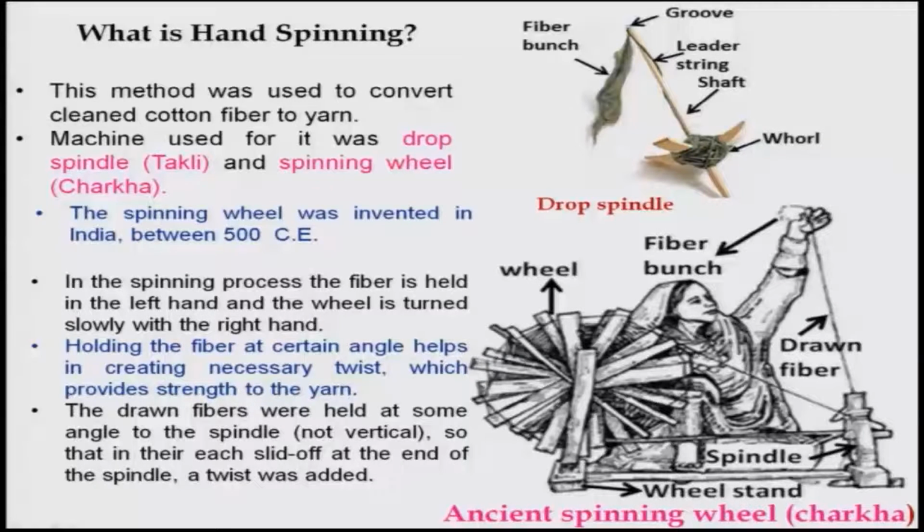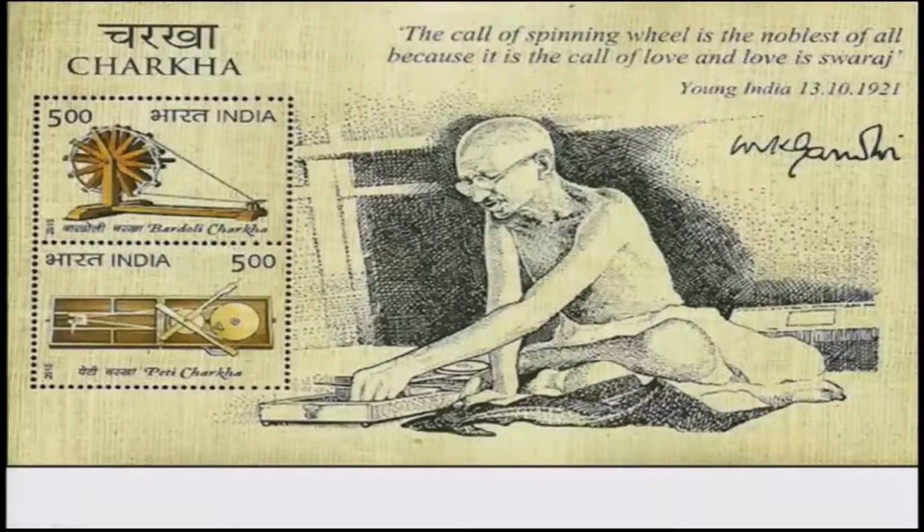And then when the hand is moved towards this, the wheel will rotate and it will be wound on the spindle itself. That means you will be collecting the thread which will be made out of this fiber bunch, or you call it puni.